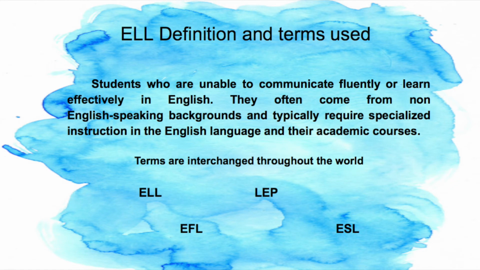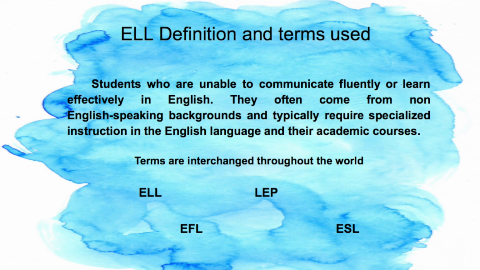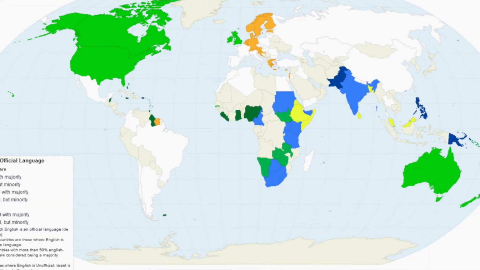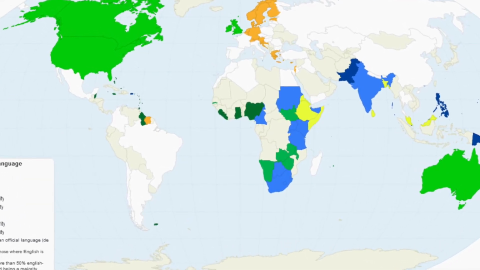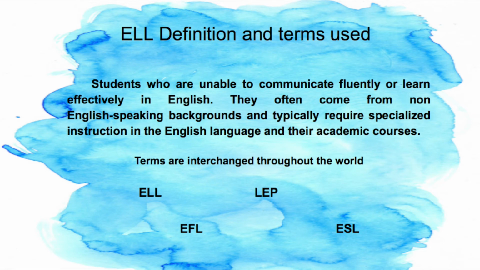ELL means an English language learner. ESL is English as a second language. EFL is English as a foreign language. And LEP is limited English proficiency.